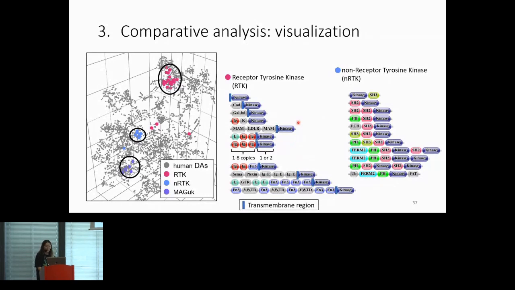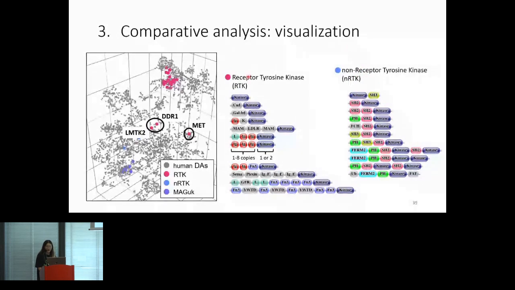And so even though transmembrane regions are not included in our data sets, the embedding is still able to separate the two families because each family is characterized by distinct auxiliary domains. And a likely reason for the distinct N-terminal auxiliary domain is that the N-terminal region for RTKs are extracellular, and the N-terminal region for NRTKs are intracellular.